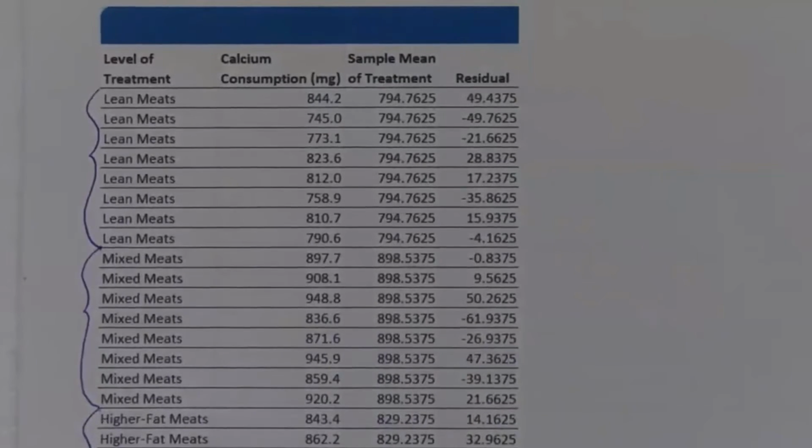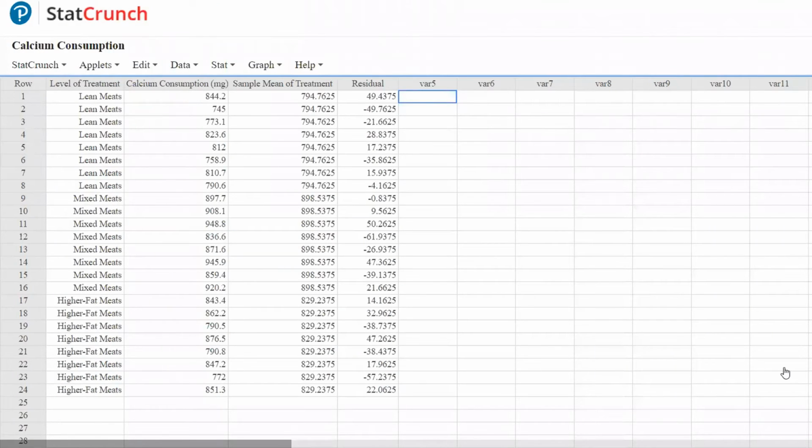So if I bring up StatCrunch, here I have this same table of information. Again, I have the level of treatment, either the lean meat, the mixed meat, or the higher fat meat. I have the data values, the calcium consumption. I have the 3 different sample means for the particular treatments listed. And then I've calculated the residuals here. So I have the 24 residuals, and that's what I'm going to do a QQ plot of.